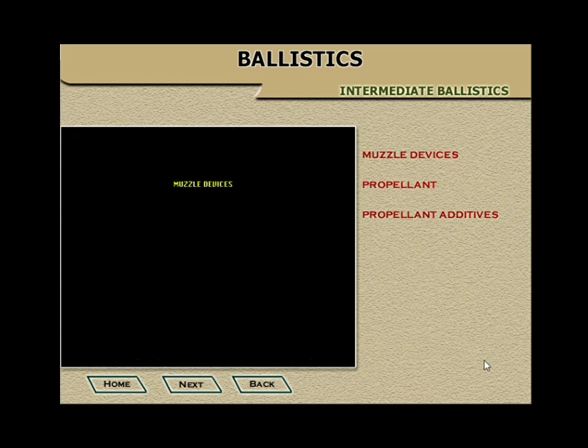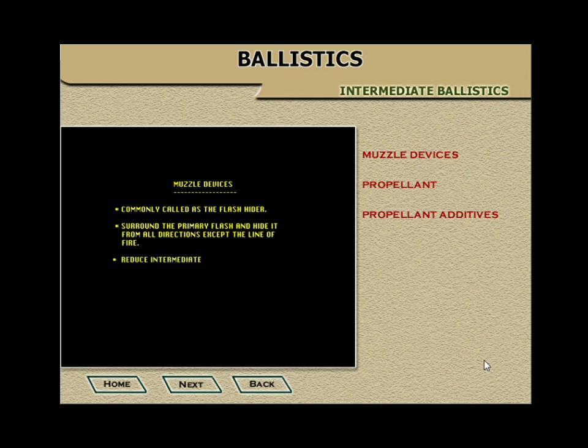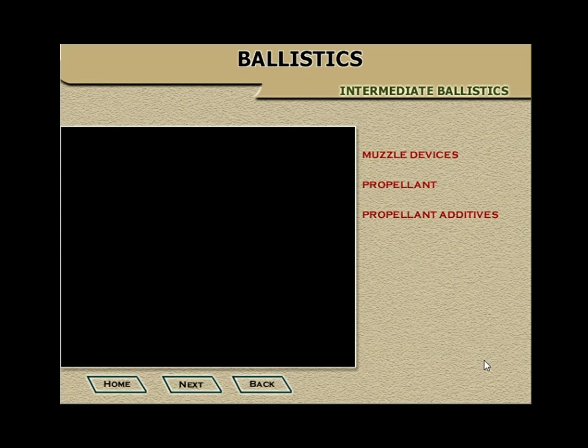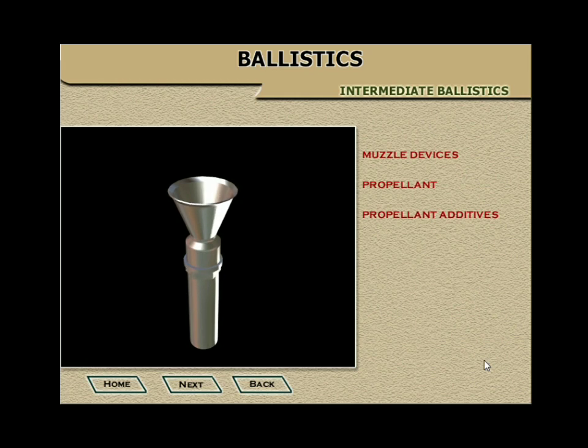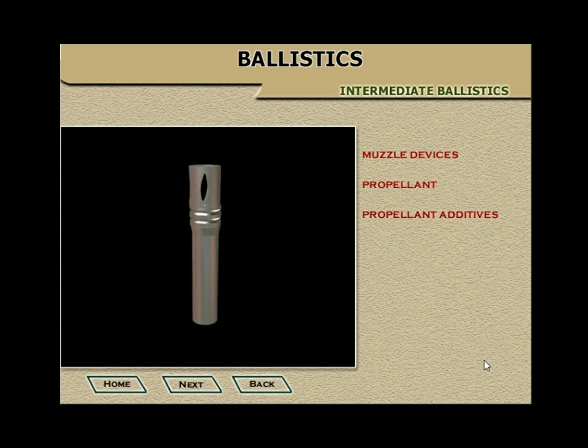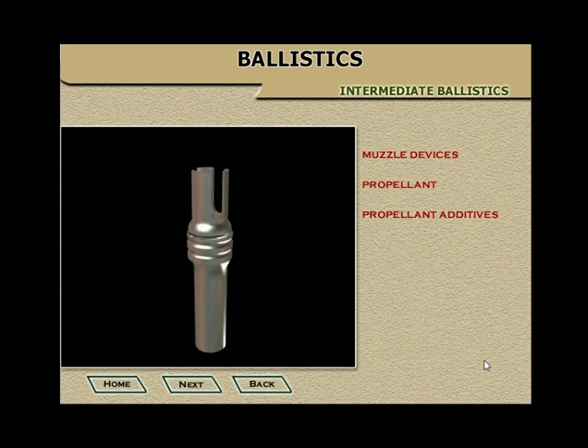Muzzle devices, also known as flash hiders. The flash hiders surround the primary flash and hide it from all directions except the line of fire. They also reduce the intermediate flash by dispersing or breaking up the barrel shock and Mach disc. Flash suppressor devices commonly used are of 3 types: the conical tube, the slotted tube, the bar tube.